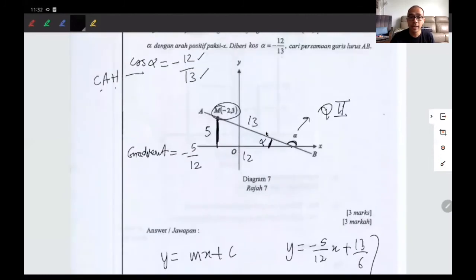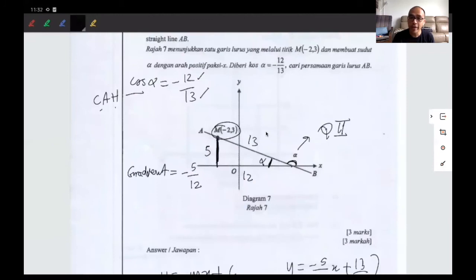The only problem is how to use this trigonometry to find the gradient. The gradient is the distance of y over the distance of x, the vertical distance divided by the horizontal distance. I cannot use this 13, because 13 is the length, so it's not the gradient. The gradient is the vertical length divided by the horizontal length, y over x, the same thing as y2 minus y1 over x2 minus x1.